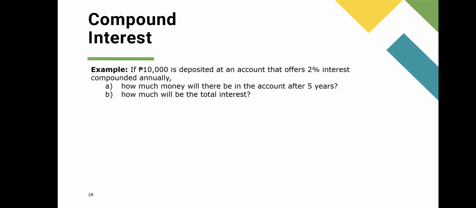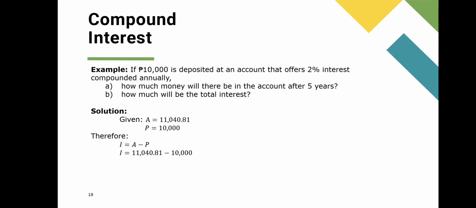Next, for letter B, the total interest. We could solve the total interest by taking A, which is 11,040 pesos and 81 cents, and P, which is 10,000 pesos. So we get the interest by subtracting P from A. That is 11,040.81 minus 10,000. That will give you 1,040.81, or we could say that the compound interest is 1,040 pesos and 81 centavos.